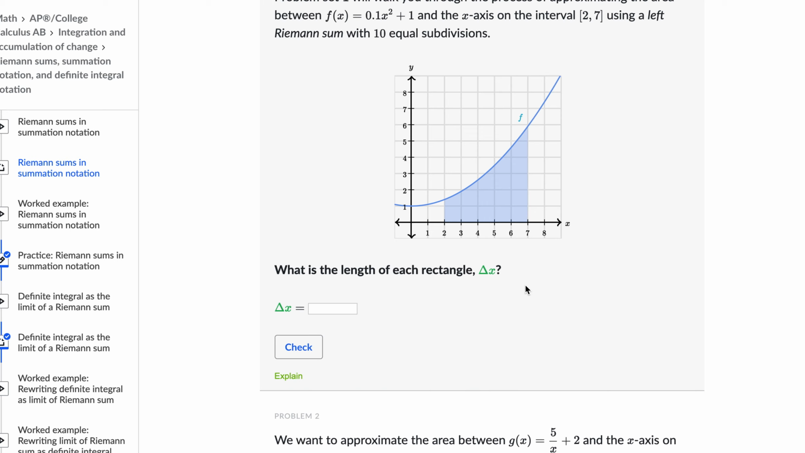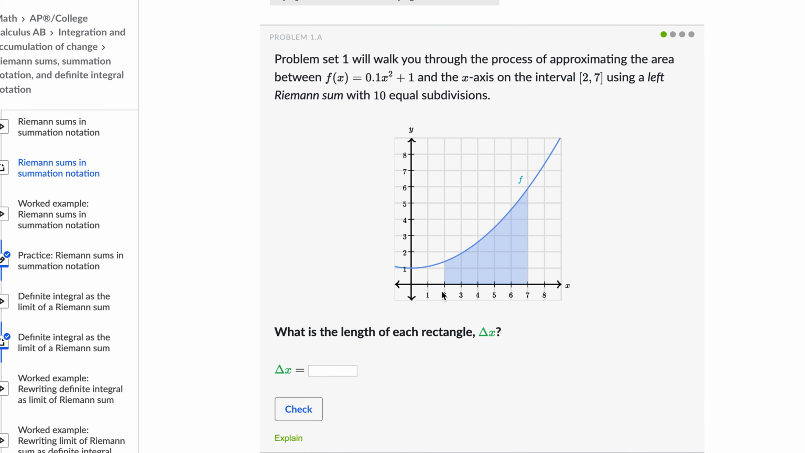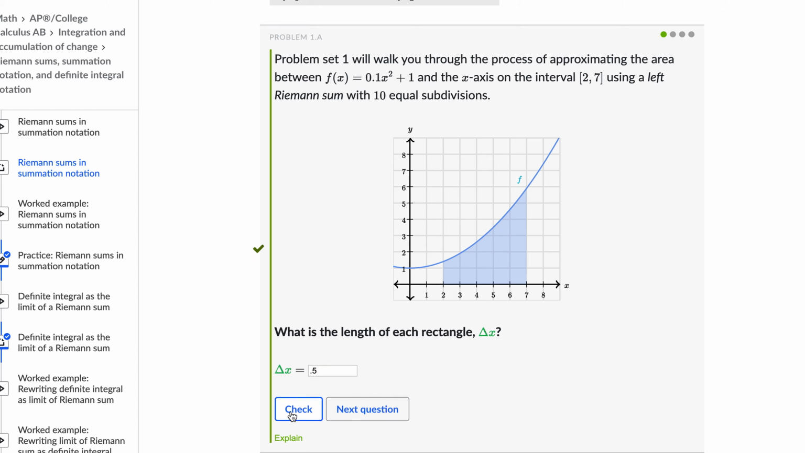So going right on here, this is just asking us what is the length of each rectangle. I believe we're being told 10 equal subdivisions, so from 2 to 7, that's a width of 5. 7 minus 2 is 5, divided by 10. This should be 0.5, and then I'll check that, and I go on to the next question.